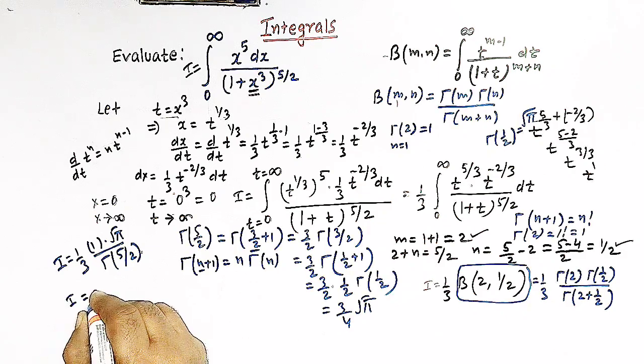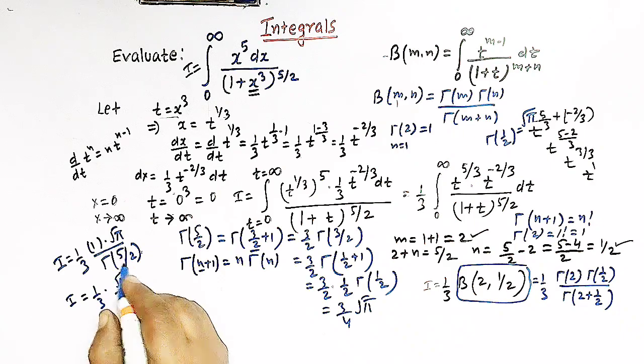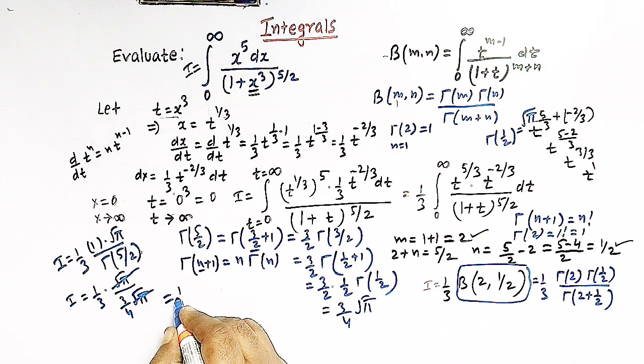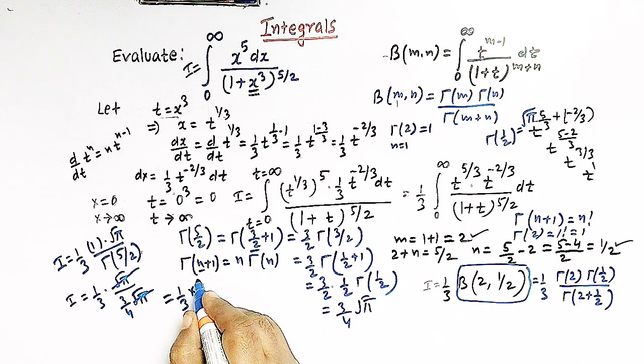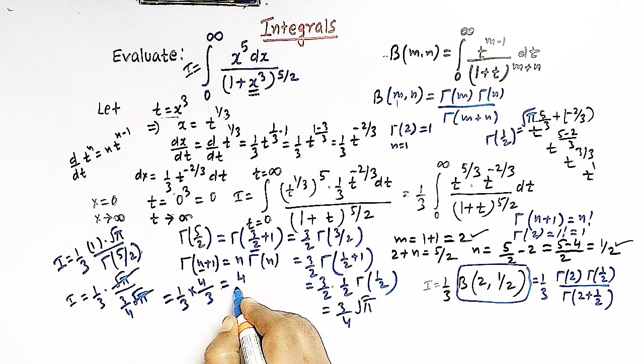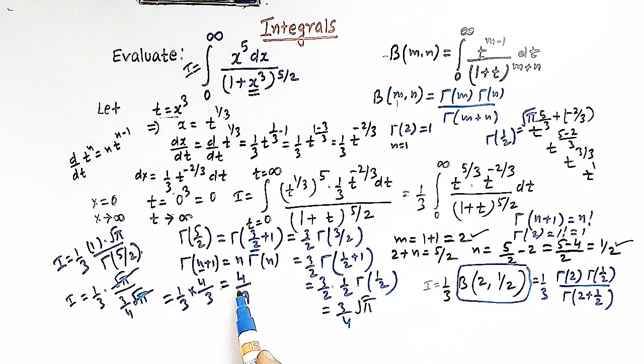So substituting the value of gamma 5 over 2 as 3 by 4 times square root of pi, we can now write the value of I as 1 over 3, this is root pi, and here we have 3 by 4 times square root of pi. So these two terms get cancelled and we have 1 over 3 times 4 over 3. So we'll take the reciprocal of 3 by 4. So here we have 4 over 9. So viewers, the value of this integral is equal to 4 divided by 9.